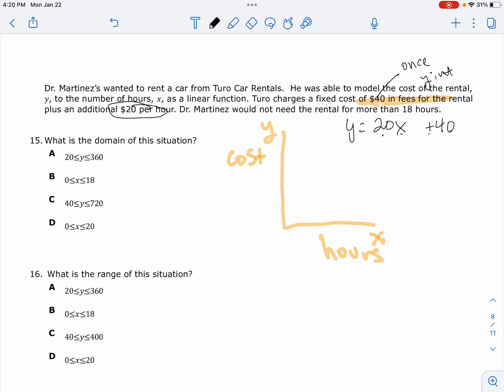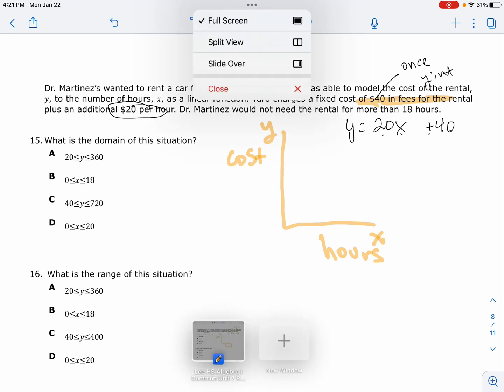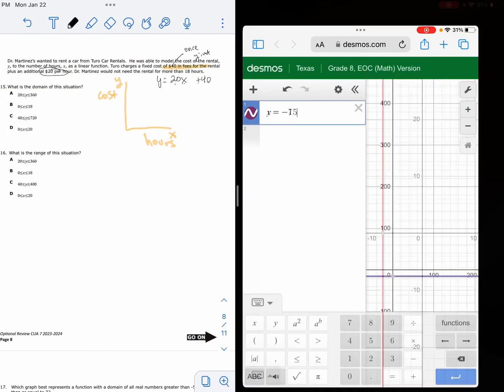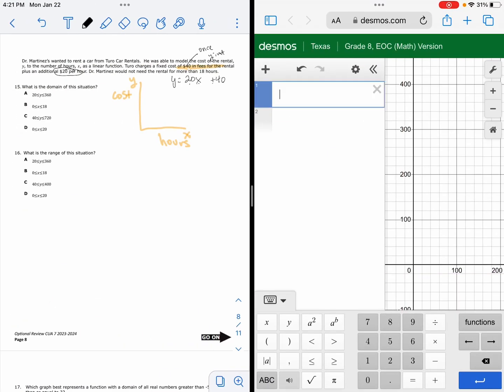You could actually graph that in Desmos if you wanted to, and we could go look at the domain and the range, but we're only going to look at domain and range in that first quadrant.